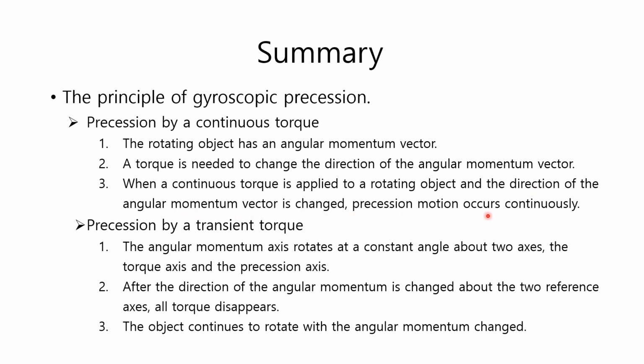precession motion occurs continuously. When a transient torque is applied to a rotating object, the angular momentum axis rotates at a constant angle about two axes, the torque axis and the precession axis. After the direction of the angular momentum is changed about the two reference axes, all torque disappears and the object continues to rotate with the angular momentum changed.